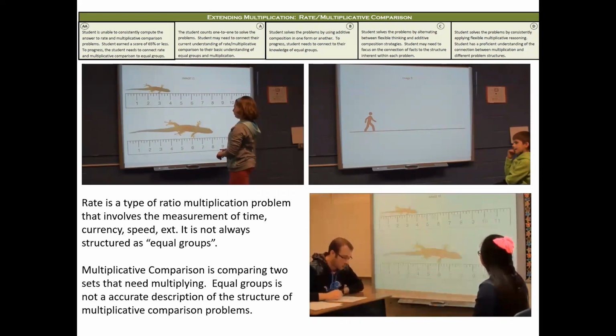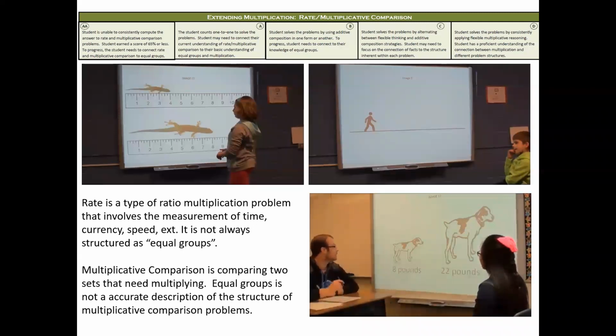Is the second lizard twice as long as the first? Explain why. Multiplicative comparison. Yes, because if you add 4 more to the first lizard, it would equal the same. Okay. Does the second dog weigh 3 times as much as the first? Explain why. No, because 8 times 3 is 22.